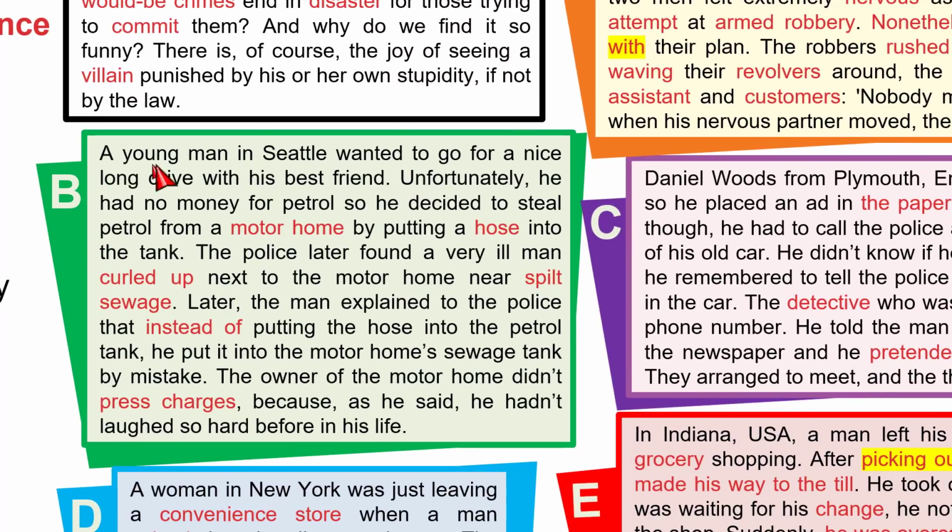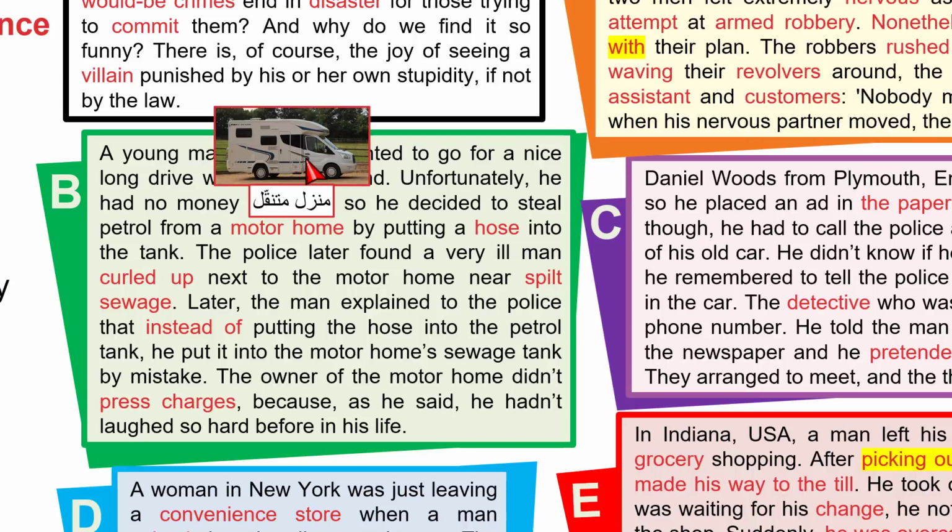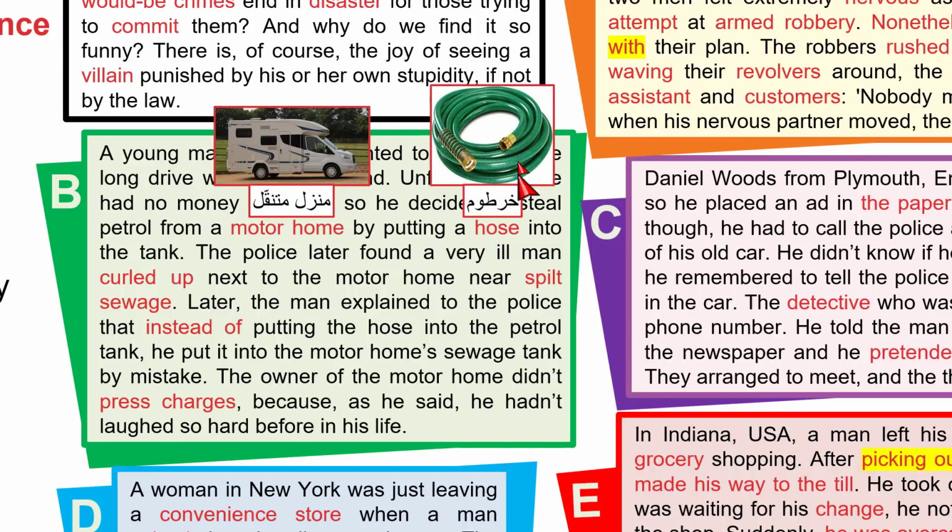B. A young man in Seattle, USA, wanted to go for a nice long drive with his best friend. Unfortunately, he had no money for petrol, for gas, for gasoline, so he decided to steal petrol from a motorhome. This is a motorhome. By putting this into the tank and steal the petrol.